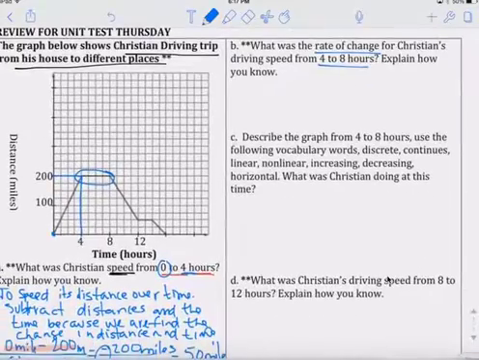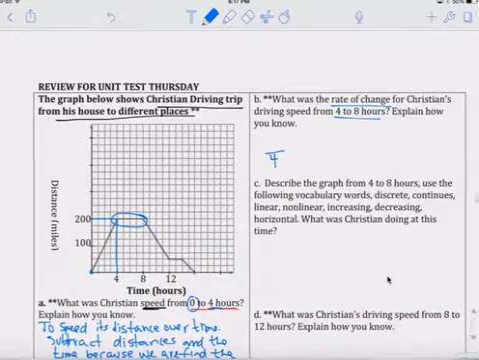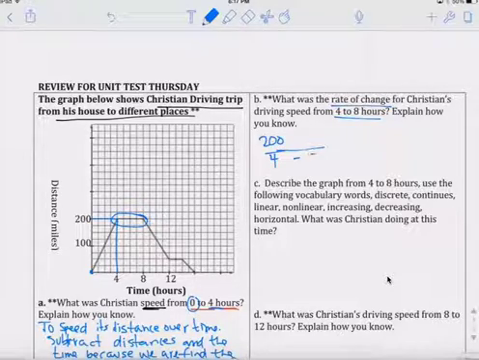We can do distance over time. At 4 hours is 200 miles. At 8 hours is 200 miles. There is no change in mileage, 0 change. Or we can divide 0 by negative 4.